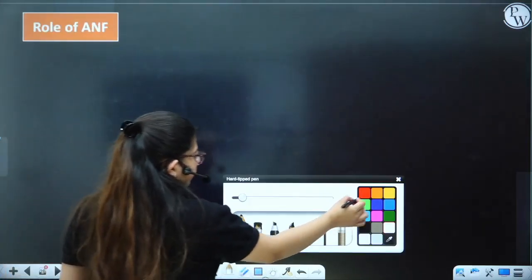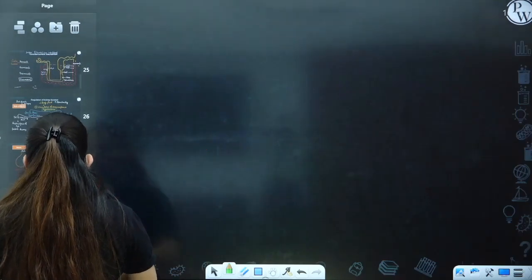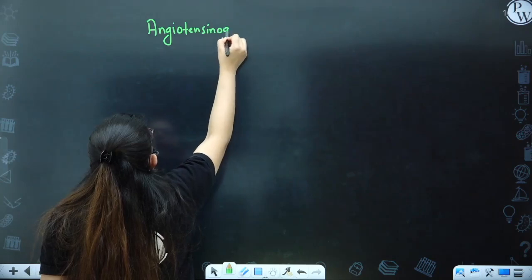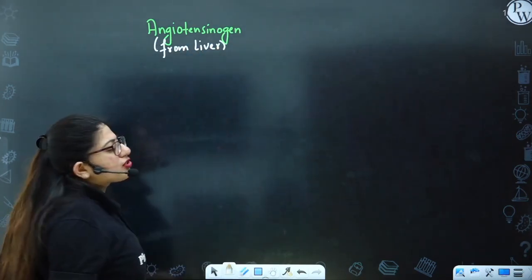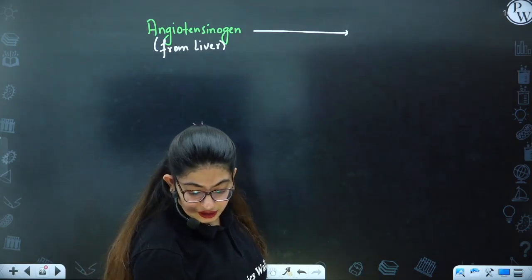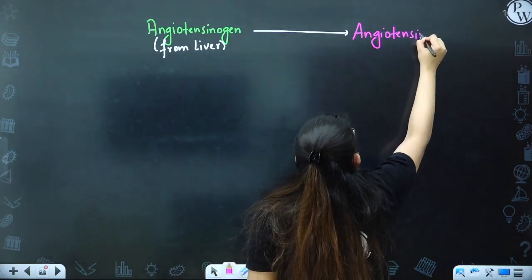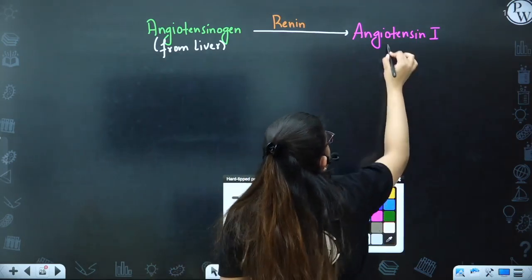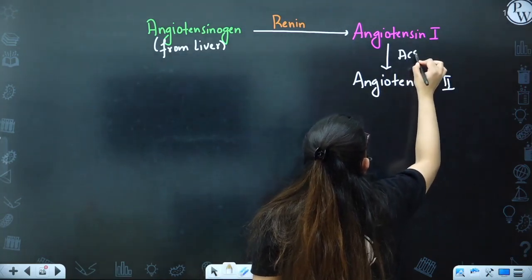Now what will happen? From the liver, a protein is coming, known as angiotensinogen. So angiotensinogen is formed by the liver. It goes to the kidney. From where does it come? From the liver. So that's why we say the liver performs a vital function in osmoregulation. This angiotensinogen is converted into angiotensin 1 by renin. Renin is converting it.